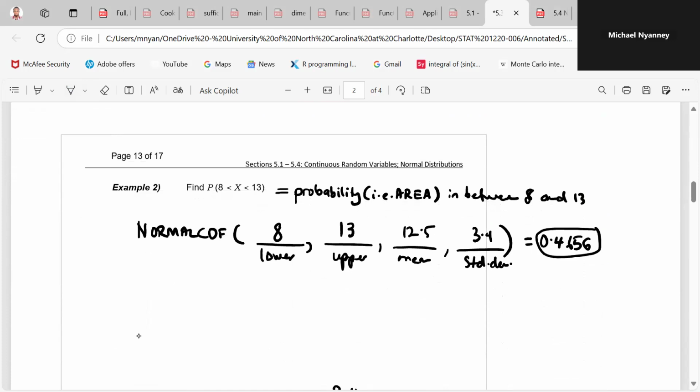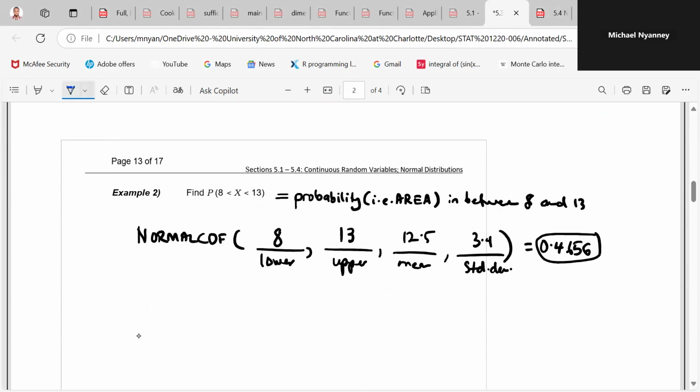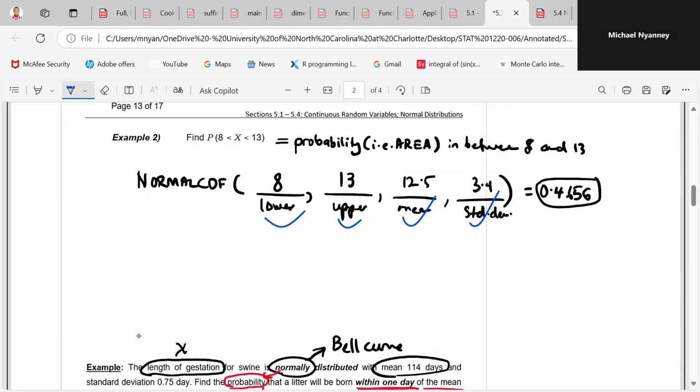So here we also have the lower bound to be 8. I think it is going to use the same mean. The mean is 12.5 and the standard deviation is 3.4. So we have the lower bound and the upper bound and we get 0.4656.